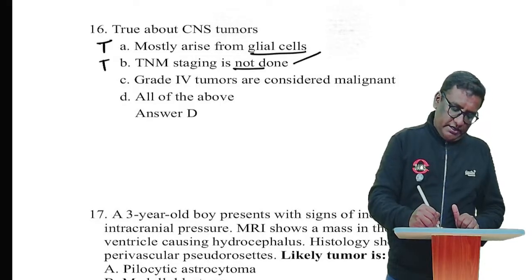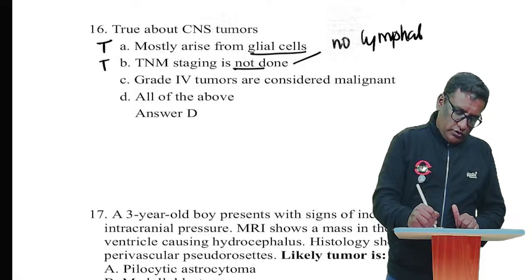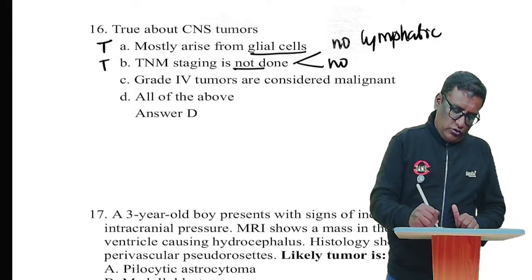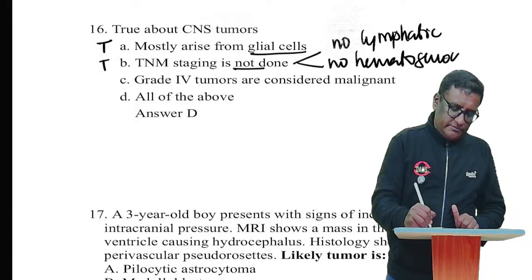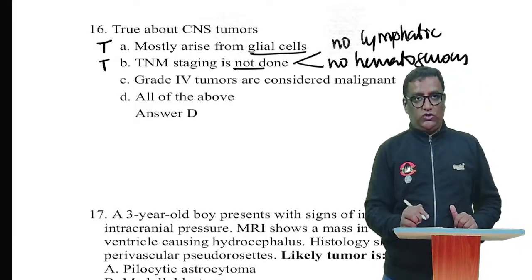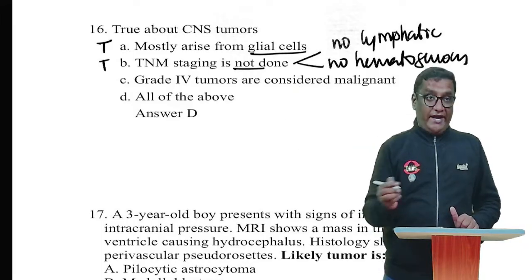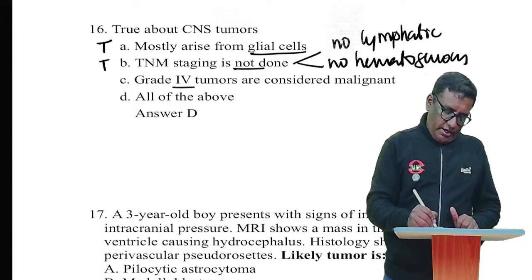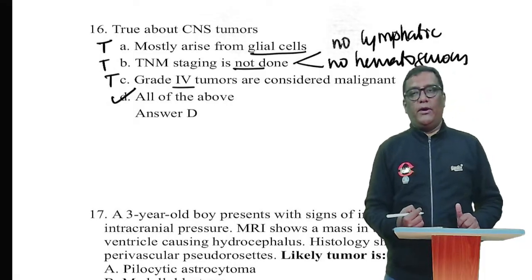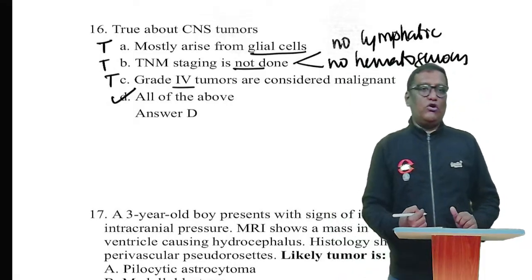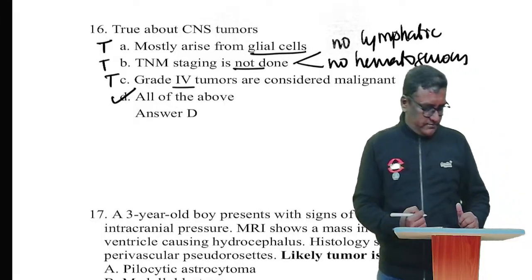Because there is no lymphatic spread and no hematogenous spread also. So that is why TNM staging is of no use in CNS tumor. Instead of staging, we do grading, and grade 4 are considered malignant. That is also true, and that is why the answer is all of the above. So in CNS tumor, all of the following are true.